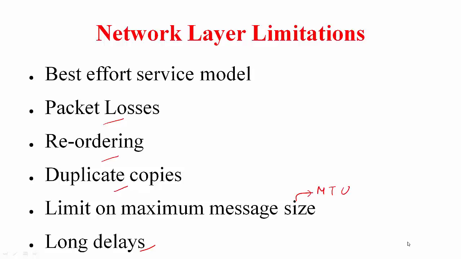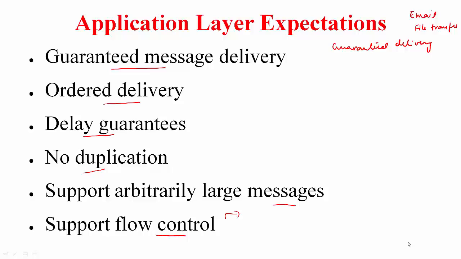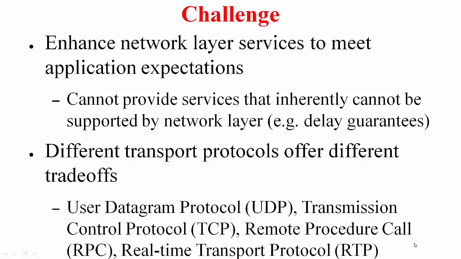So how should one meet the application layer expectations? One approach could be to tell the application, fine, this is the network layer service. If you want anything else, you build it yourself. But if many applications want the same kind of service, for example, this guaranteed message delivery is needed by many applications, email, file transfer, web browsing, and so forth, in which case it may be useful to implement this service as part of the communication infrastructure itself. So that's where the transport layer comes into play. The challenge at the transport layer is to enhance the network layer services to meet the application layer expectations.